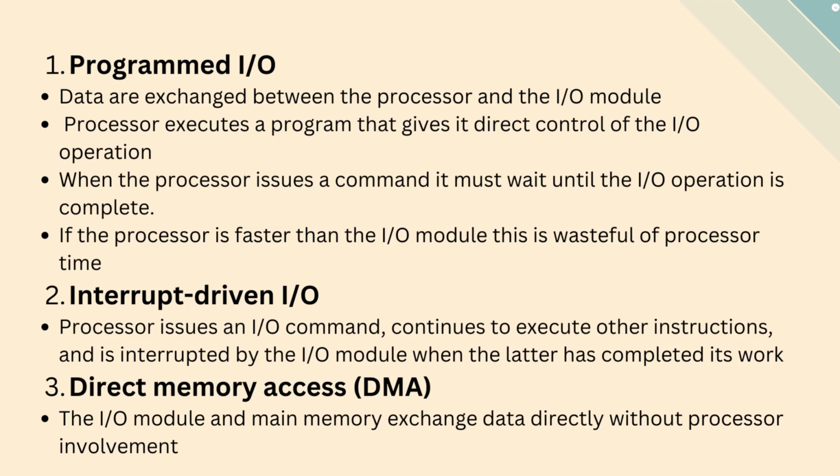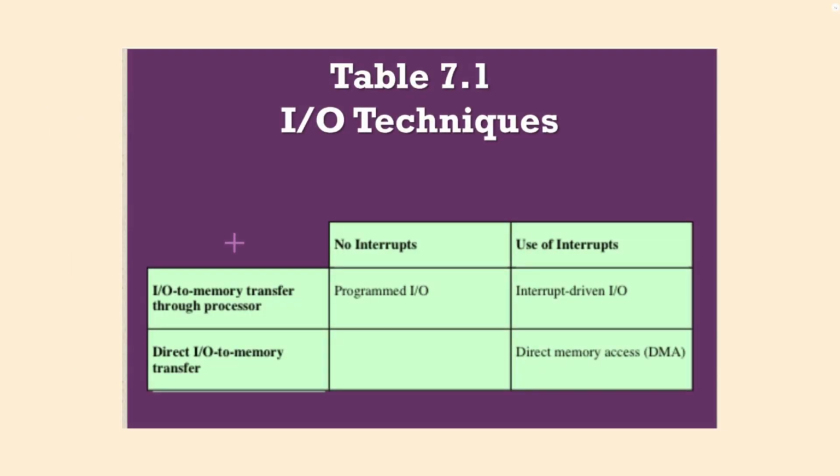has completed its work. Third is direct memory access (DMA). Direct memory access is a method that allows an input-output device to send or receive data directly to or from the main memory, bypassing the CPU to speed up memory operations. The process is managed by a chip known as DMA controller. The input-output module and main memory exchange data directly without processor involvement. You can see the input-output techniques in this table.